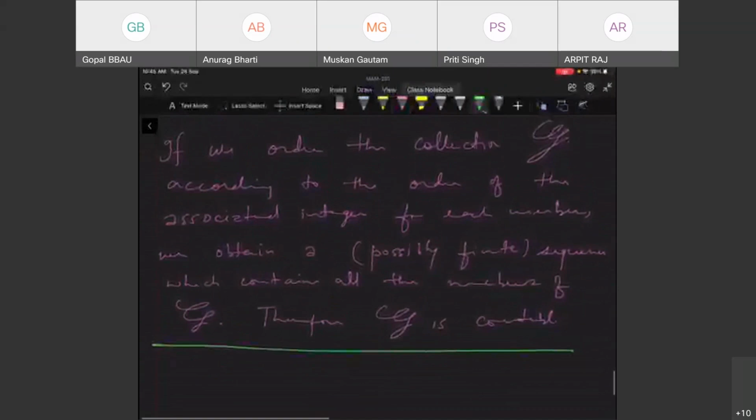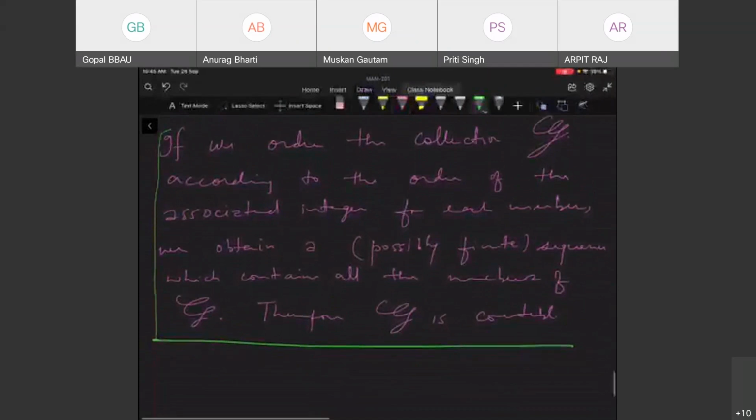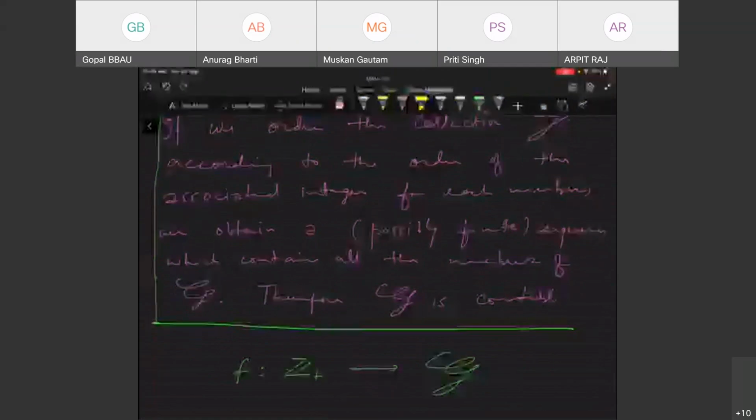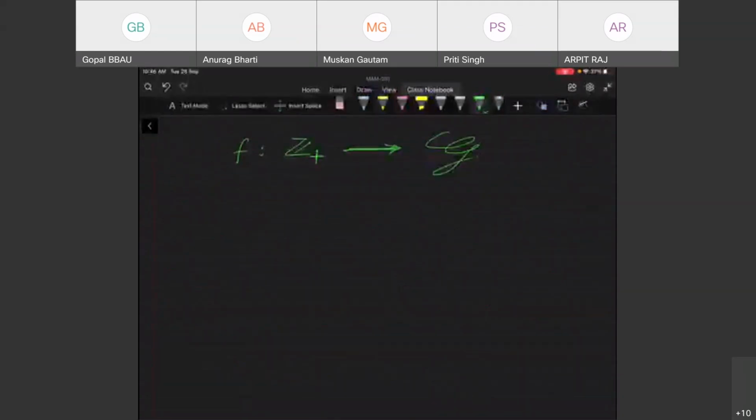So whatever I have written here, this means I am getting a one-one map from that place. Okay, good. So let me give you another one.